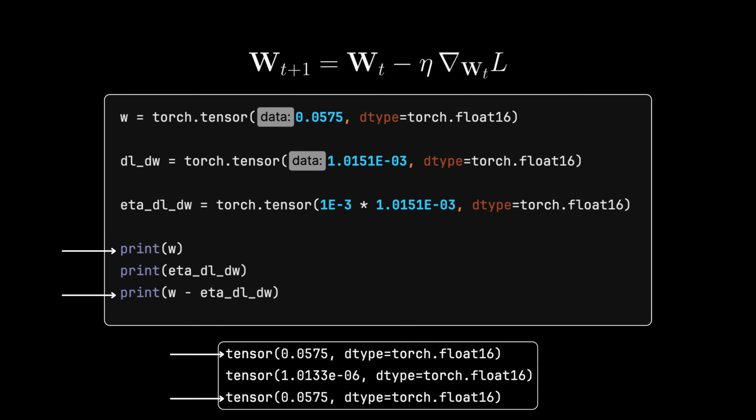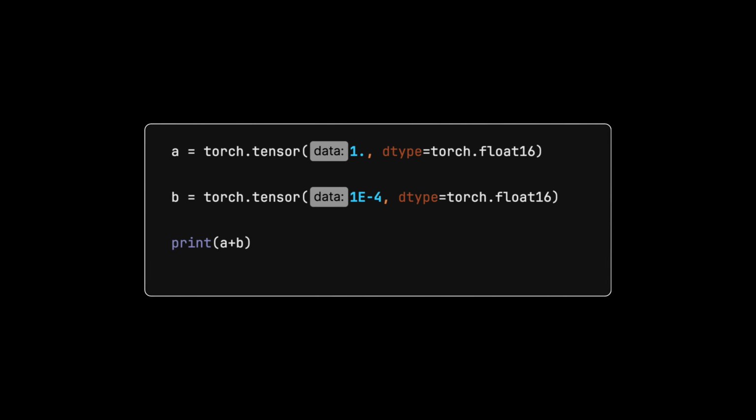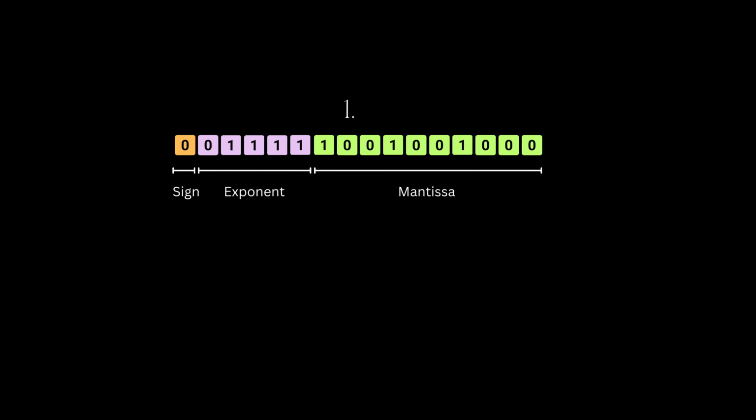In fact, forget about 1e-6. Even adding 1e-4 to 1 in float 16 doesn't produce a value different than 1. To really understand this, let's look at what's happening at the bit level. Float 16 has 1 sign bit, 5 exponent bits, and 10 bits for the mantissa, the part that controls precision. For the number 1, the stored exponent bits are 0 and 4 ones, which corresponds to 15 in decimal system. And the mantissa bits are all zeros.